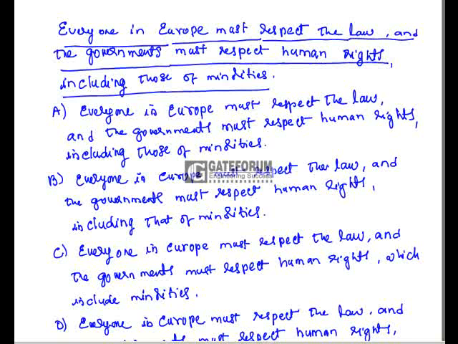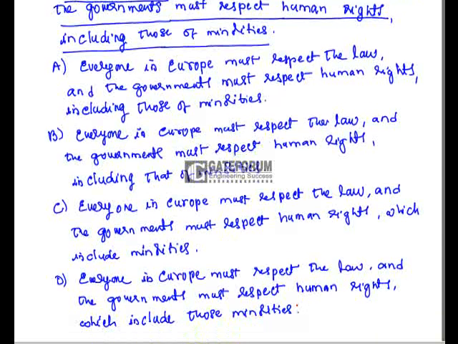See, everyone in Europe must respect the law and the governments must respect human rights, which include minorities. Here, look at the word "which". Whenever such a relative pronoun is used, you must check the word before it. Human rights, that means human rights is including minorities. Rights and minorities are not comparable, they don't belong to the same category. Therefore, C also cannot be the answer.